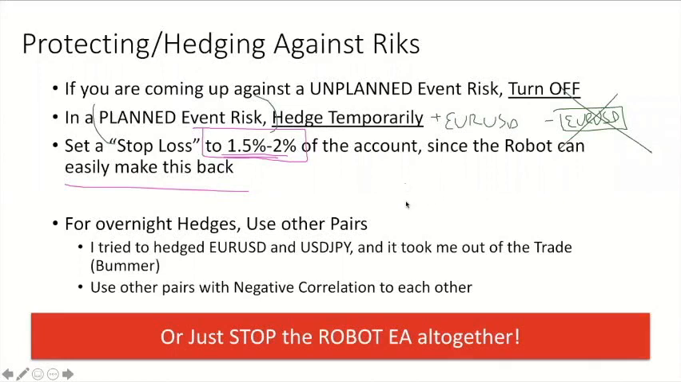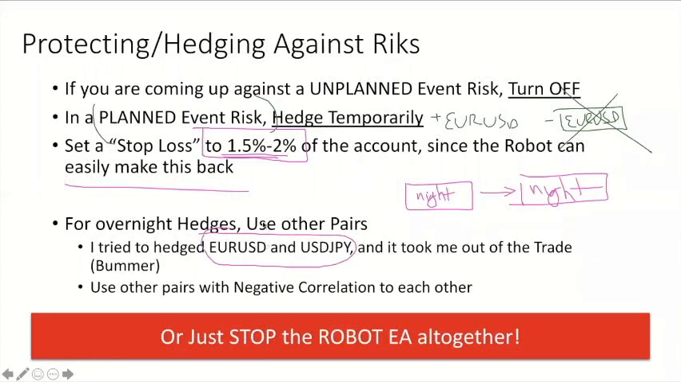Now, there's another issue: you want to do an overnight hedge or weekend hedge, from night to the next night. Now, this is very important because I got caught out in this. I tried to hedge Euro USD and USD JPY. I was positive Euro USD, negative here, long and short. So I put in a short position here, I put in a long position here. Suddenly the robot the next morning just killed it off. I wasn't happy about that, but that's just the way it works. So at least I know how it works.